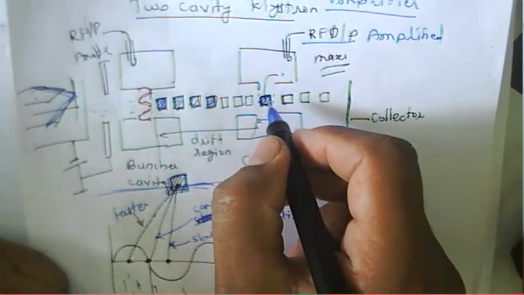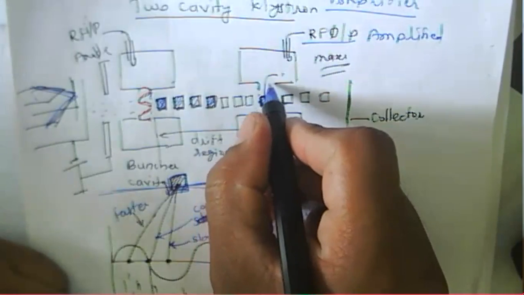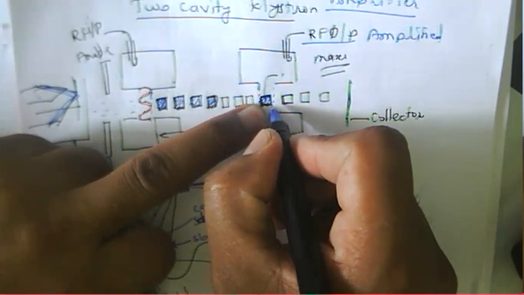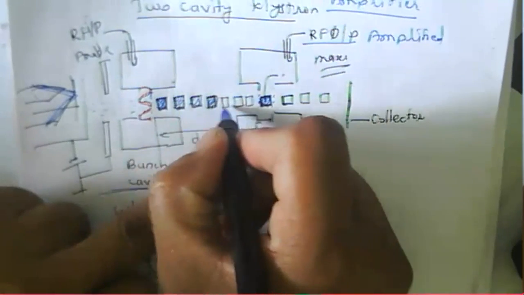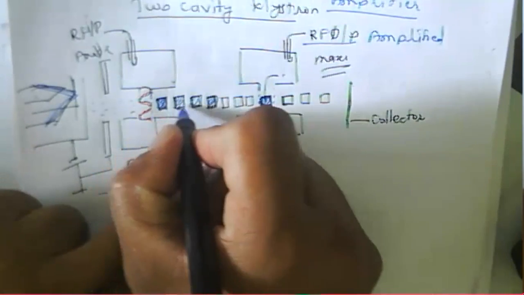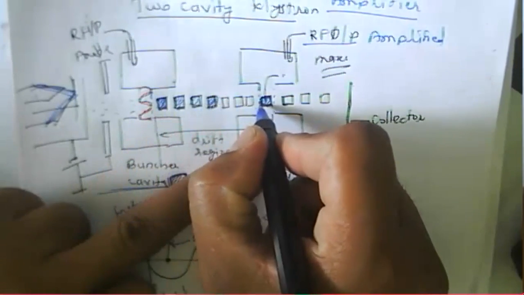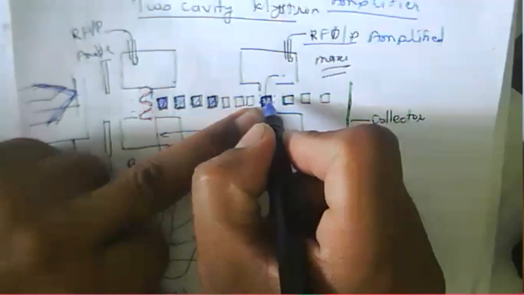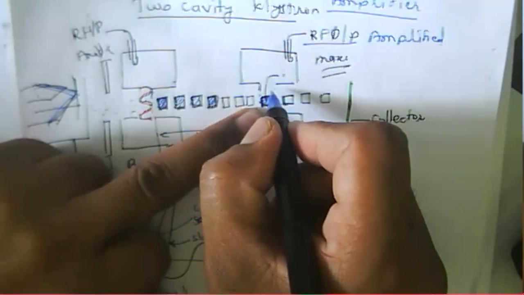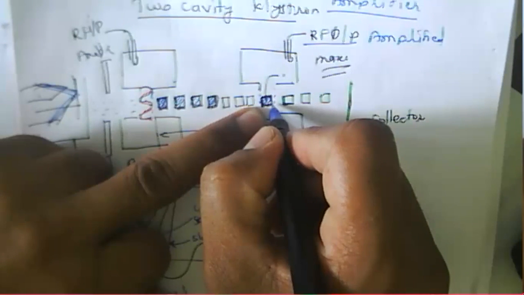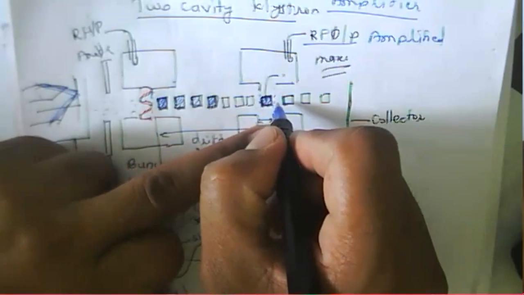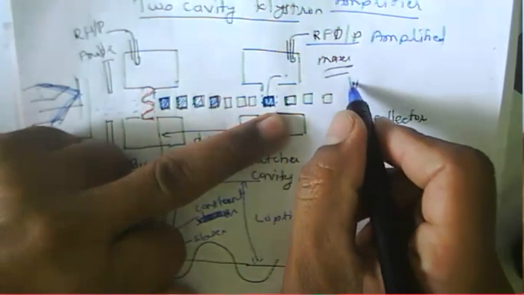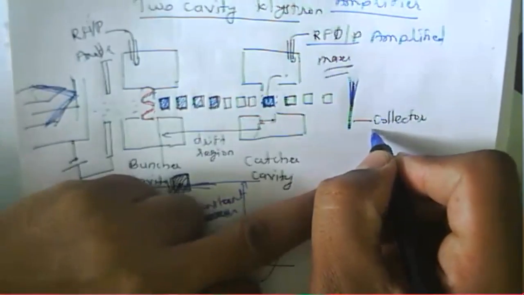Once they release their energy, they slow down. Here it is faster: in this drift region they have kinetic energy, so they move faster. But when they reach the catcher cavity, the bunches release their energy to the catcher cavity, and their velocity reduces. So the bunches slowly move toward the collector. This one is the collector, and all the bunches are collected at the collector here.